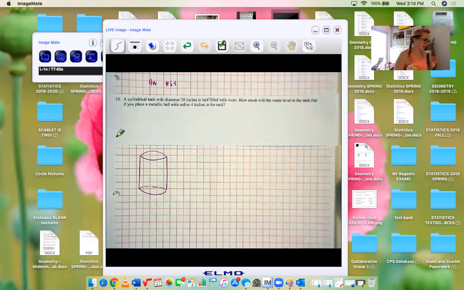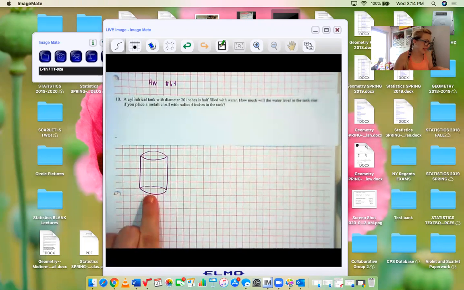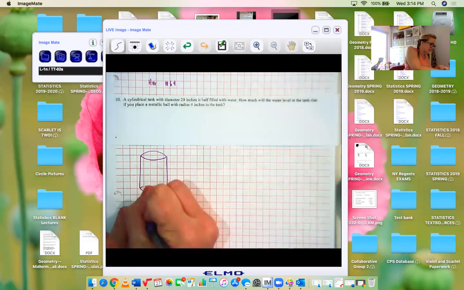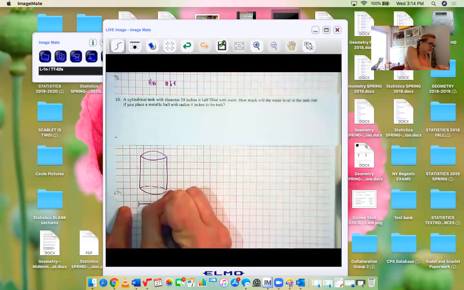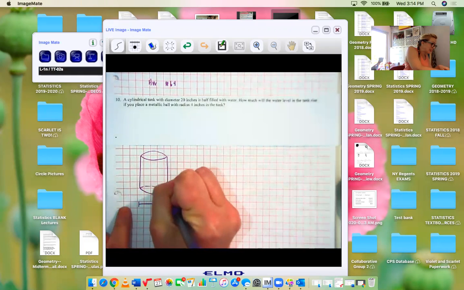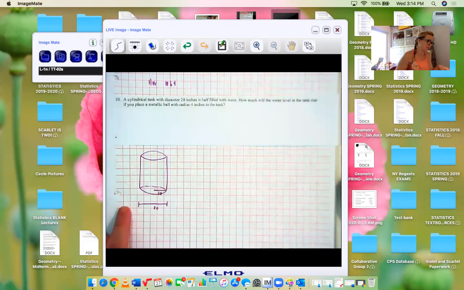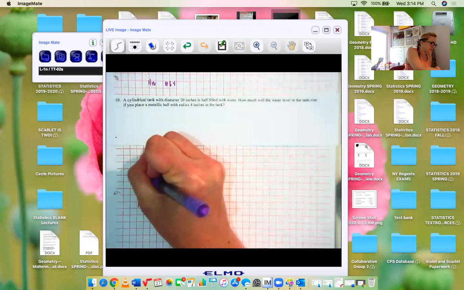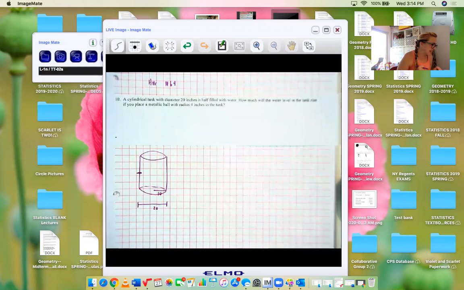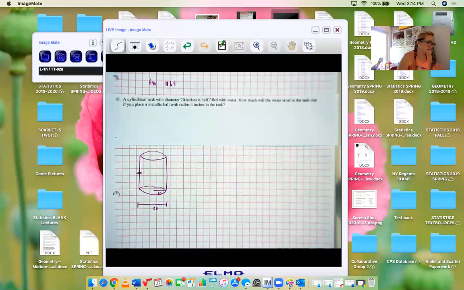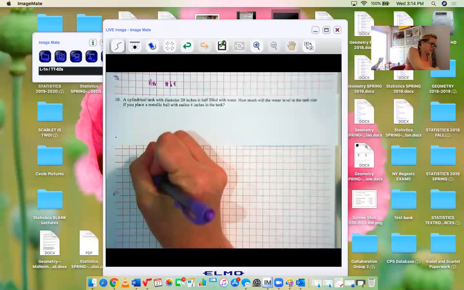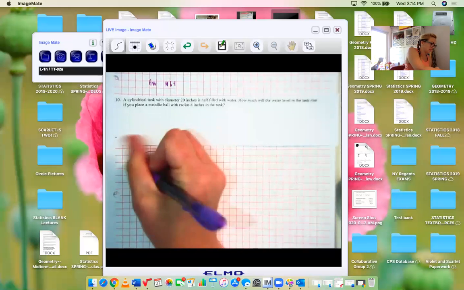So here is my problem again. I have this cylindrical tank, so it's shaped like a cylinder. Diameter is 20 inches, so let me label that. So diameter is 20 inches, which means that a radius here to here would have to be 10 inches. Okay, it is half filled with water, so right now it's right about here. Okay, and then how much will the water level rise in the tank once you place a metallic ball with radius of 4 inches in the tank? So we're looking at how much does it rise?